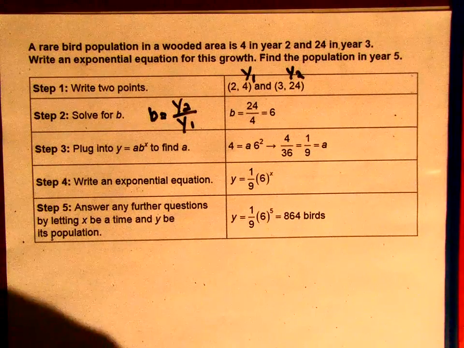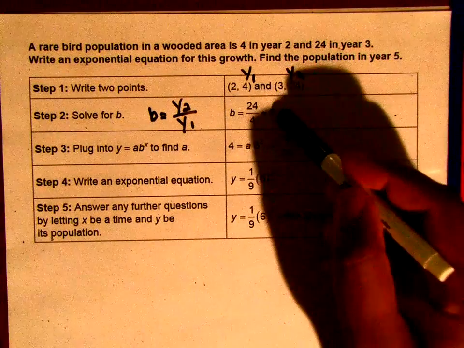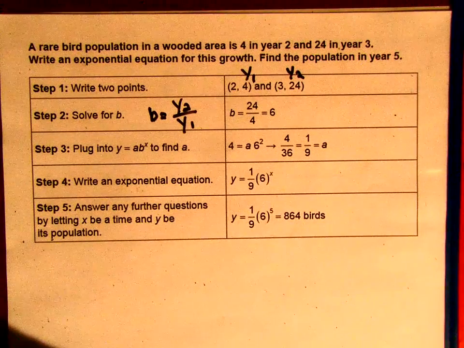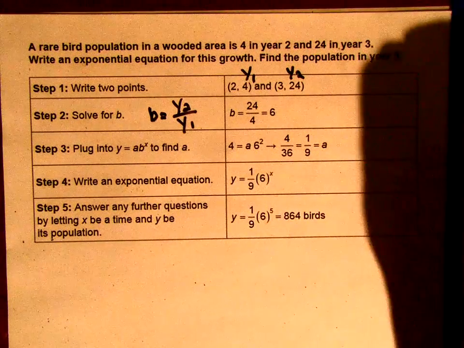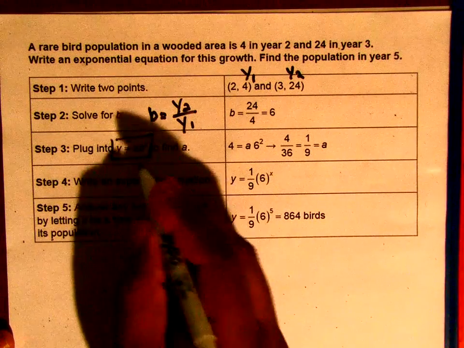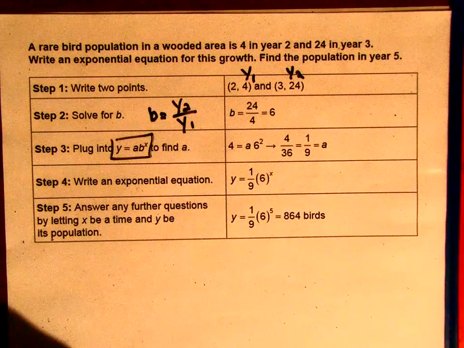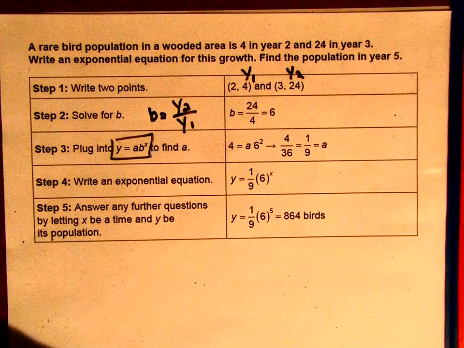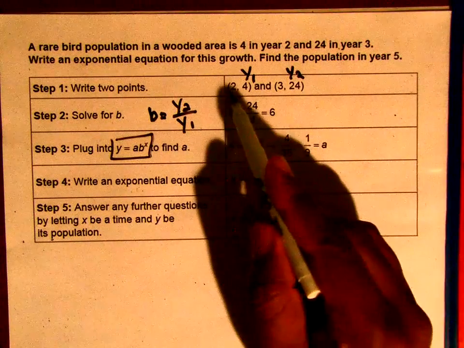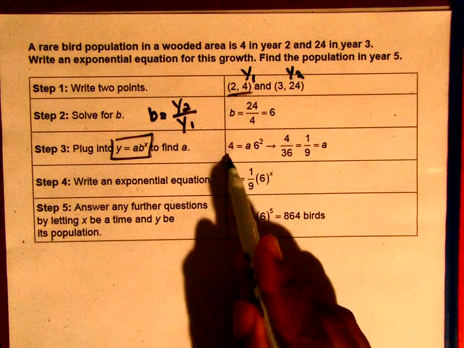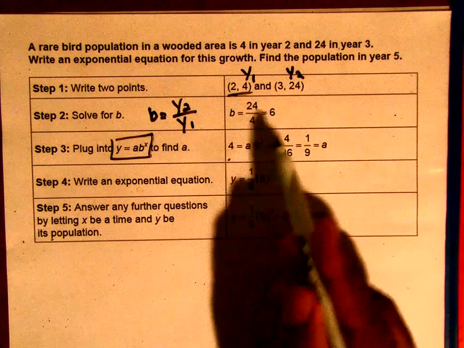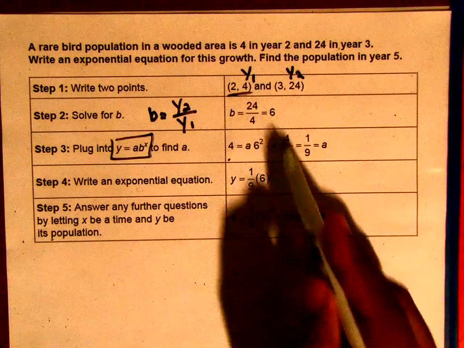All right, next, they took the B and picked one of the points here and plugged into our major formula here. Y is equal to a b raised to the x. So they plugged in 6 for B. They took this point here, plugged in 4 for Y. And then they took the 2 and plugged it in for X.